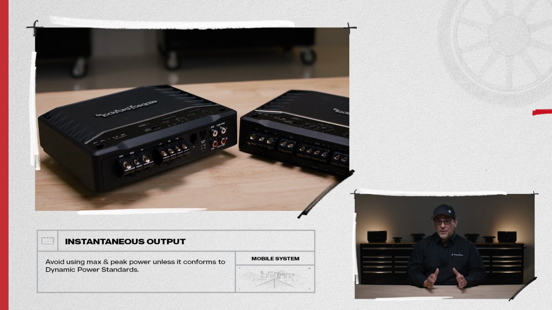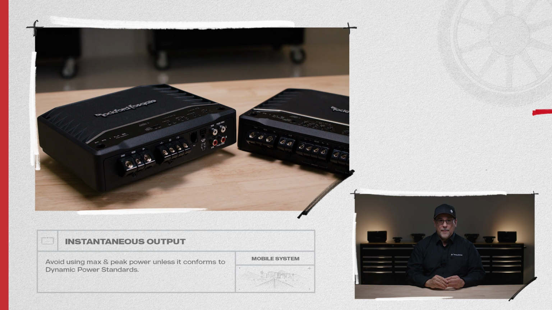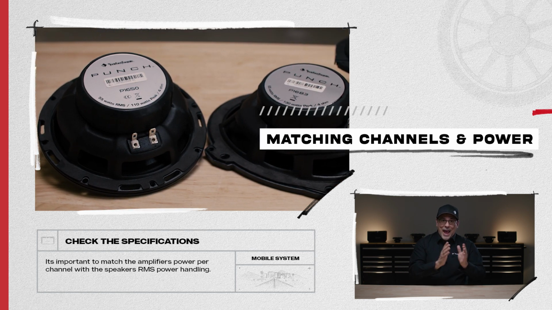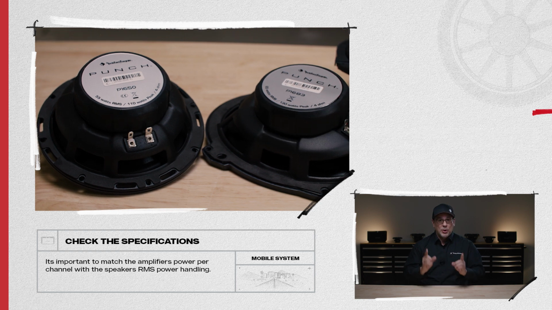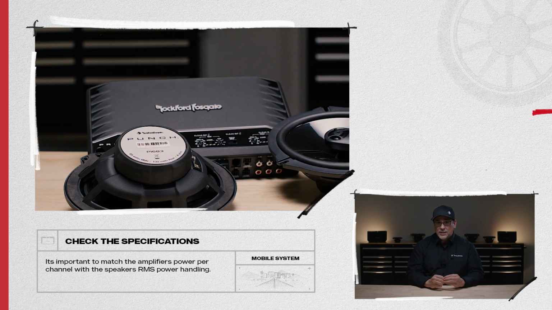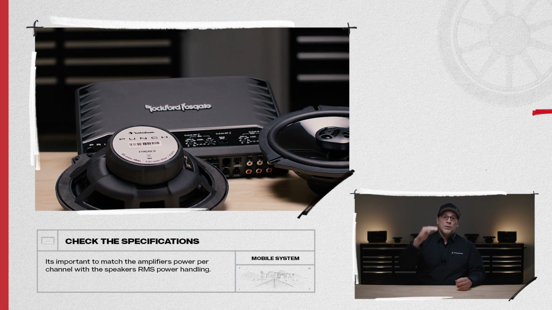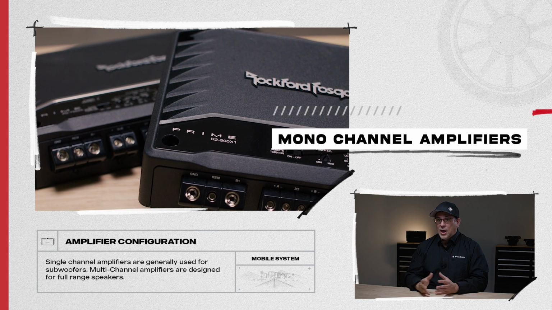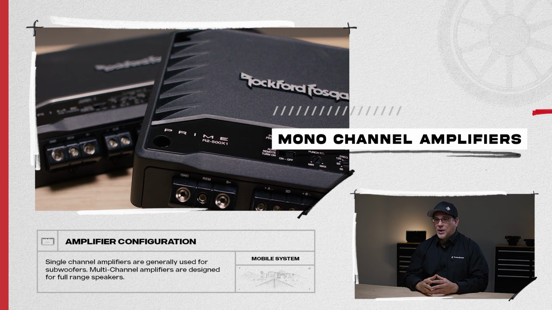Amplifiers produce a specific amount of power per channel. Now, it's important to match the number of channels and power output to the speakers you have in your system. For example, if a speaker is rated to handle 50 watts, the amplifier should produce up to 50 watts for that channel.